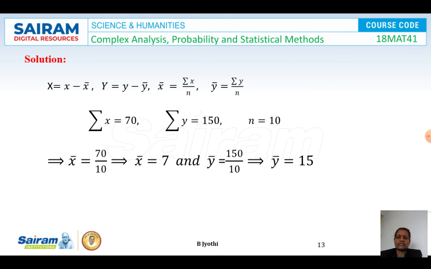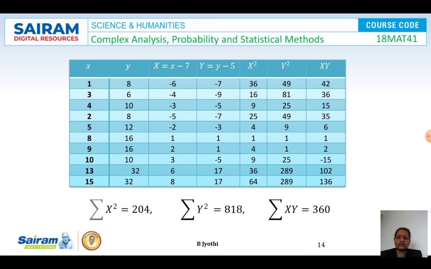So capital X is given by x minus x bar, capital Y is y minus y bar, x bar is sigma x by n and y bar is sigma y by n. When we calculate the total of x, it gives 70 and the summation of y is 150, n value is 10. Therefore, x bar is given by 70 divided by 10, that is x bar is 7, and y bar is given by 150 divided by 10 which gives y bar is equal to 15. So let us go to the table.